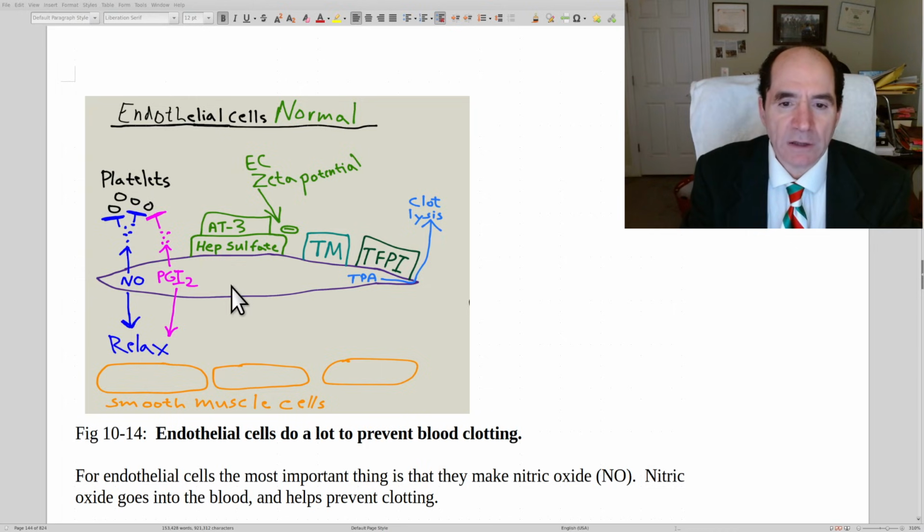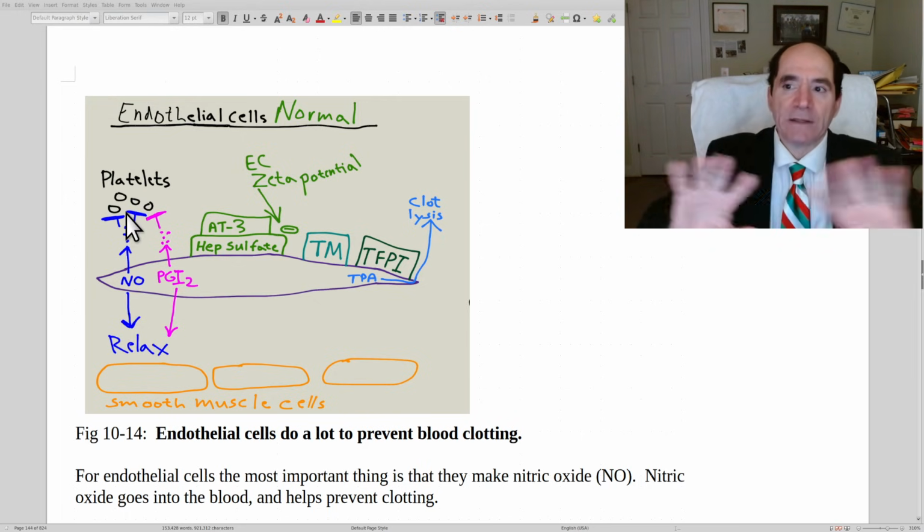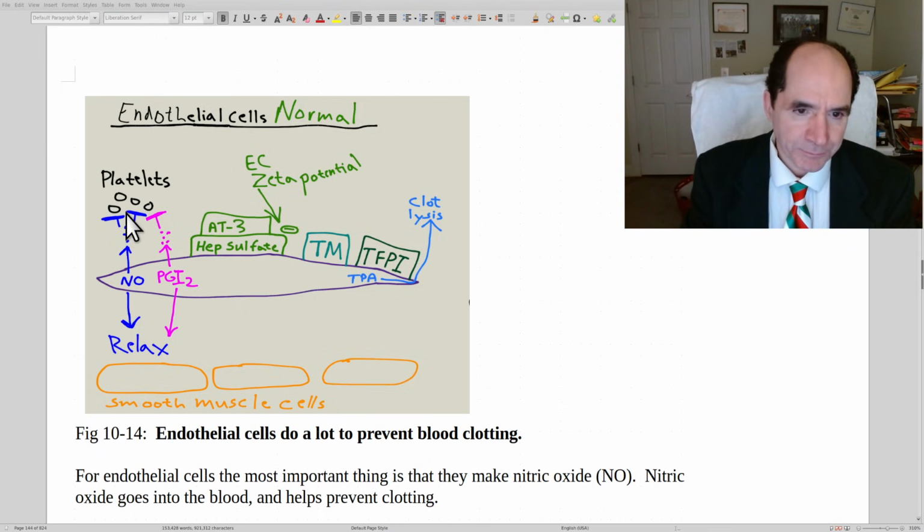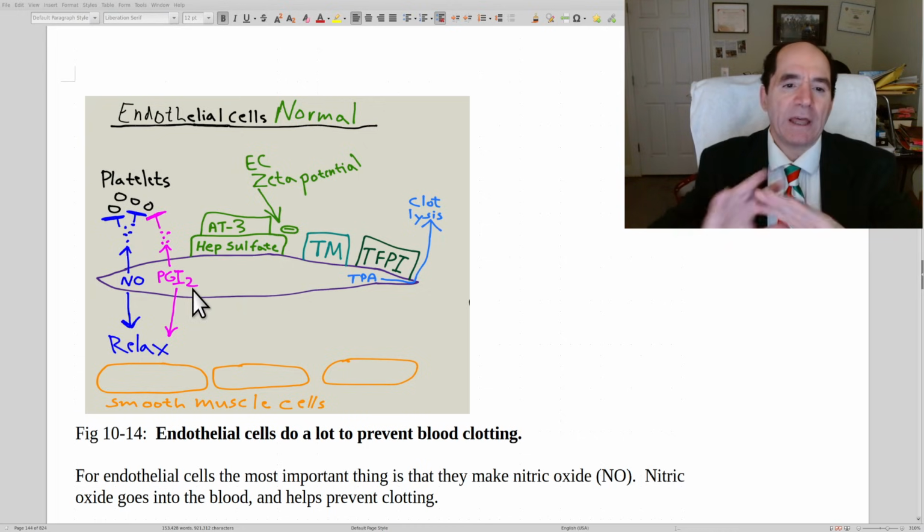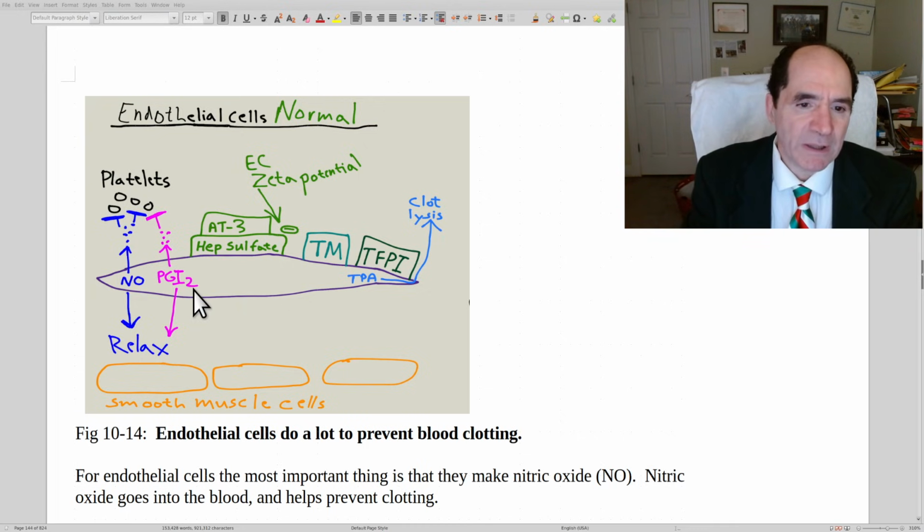So the endothelial cell does a lot of stuff to prevent blood clots from forming on it. First of all, and most importantly, it releases nitric oxide, NO. It's a gas. It diffuses into the lumen of the artery, and it interacts with the platelets to prevent them from clotting. There's also PGI2, a prostacyclin, that also prevents platelets from clotting.